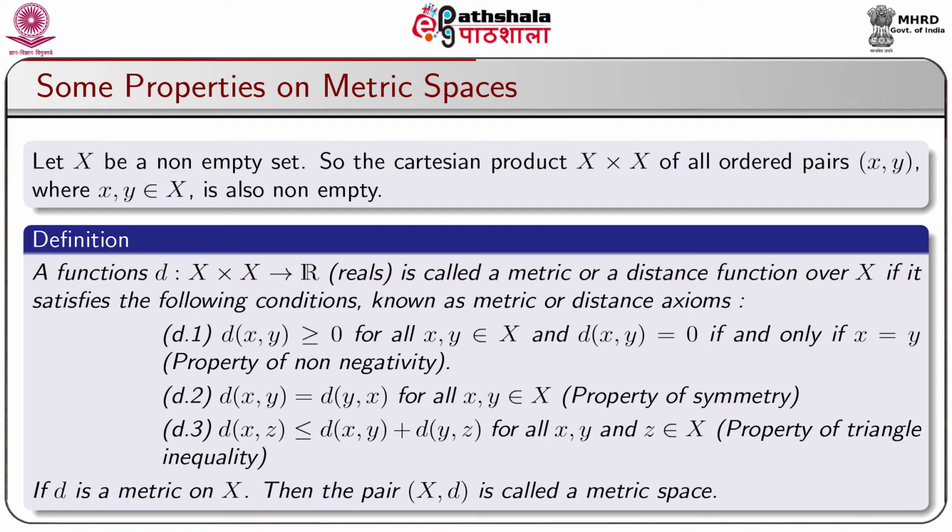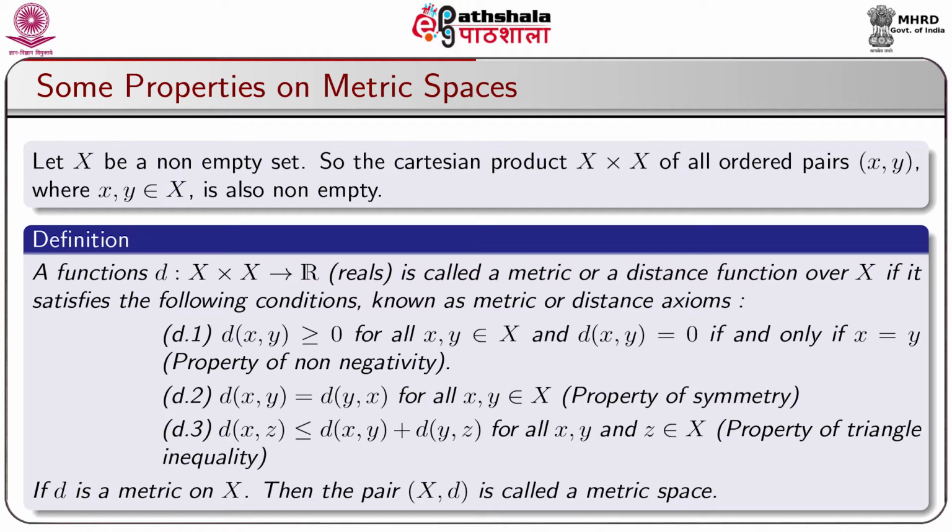D1, the first axiom: d(x, y) is greater than or equal to 0 for all x, y belonging to X, and d(x, y) is equal to 0 if and only if x equals y. This property is known as non-negativity. The second axiom, D2: d(x, y) is equal to d(y, x) for all x, y belonging to X. This property is known as symmetry.